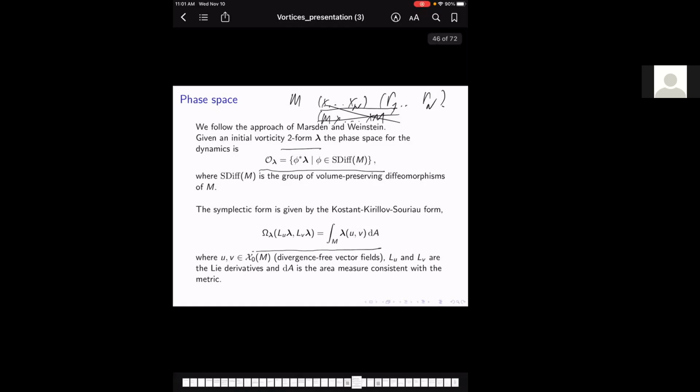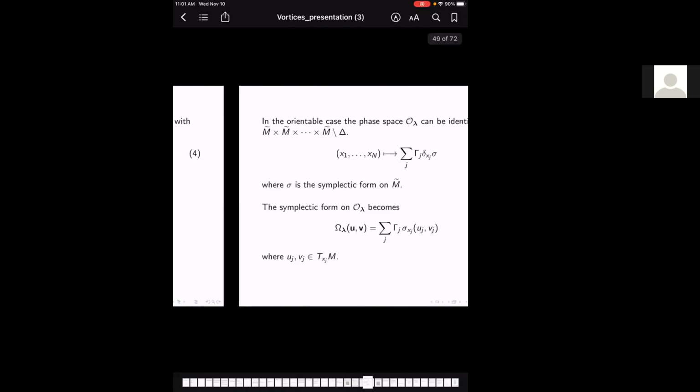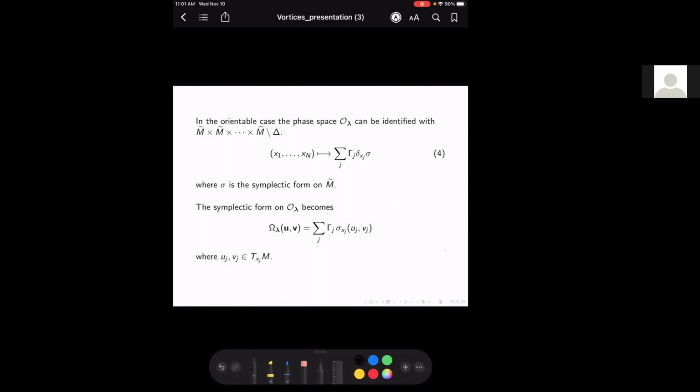This is the standard phase space. Now, if our manifold is orientable, then our initial two-form can be written as the sum over j of gamma j delta x zero j, which are the initial positions of our vortices, the initial positions being our centers, gamma zero of xj, sigma, where sigma is the symplectic form.